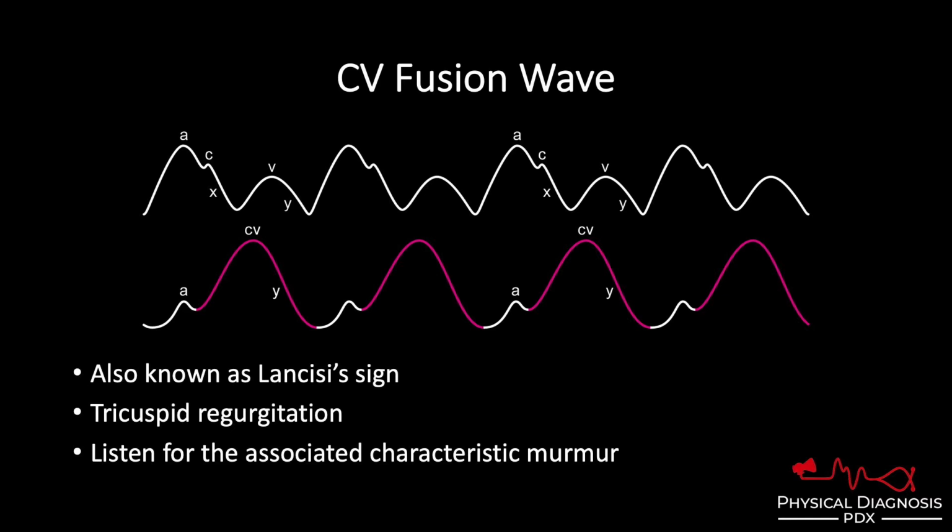Now, unlike the giant A wave, this is followed only by a single trough. You lose your X descent, and that can be very helpful in distinguishing the two of them, in addition to the fact that they're occurring at different parts of the cardiac cycle. So remember, knowing where you are in the cardiac cycle is really crucial. The A wave is going to be at the end of diastole. CV fusion is going to be smack in the middle of systole. And that's what you'll see at the bedside. And again, it's occurring with every beat.